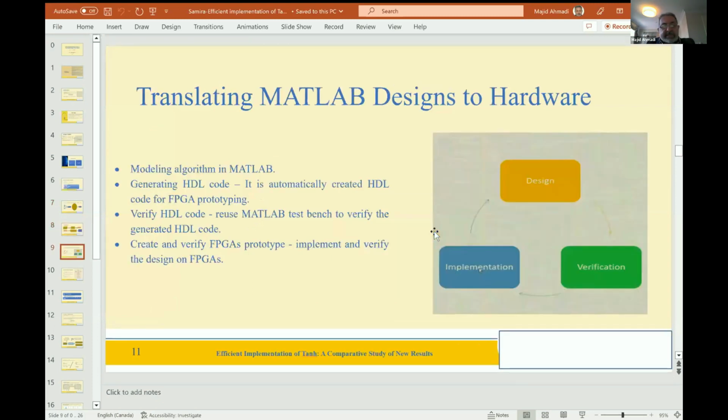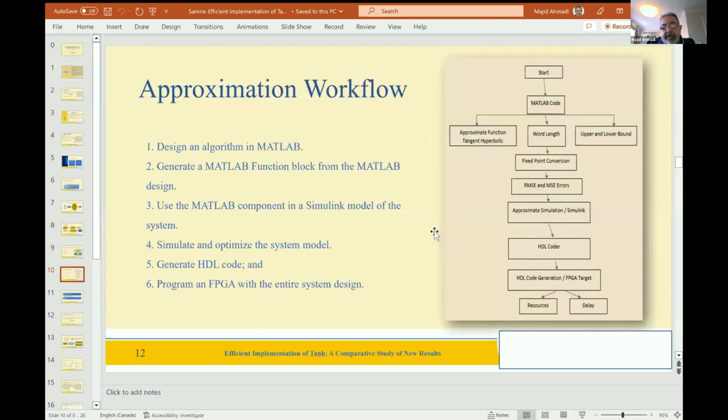Now, in order to translate the MATLAB design to hardware, first of all, we model the algorithm in MATLAB and generate HDL code, which is automatically created for FPGA prototyping. We verify the HDL code, reusing the MATLAB test bench to verify the generated HDL code. We then create and verify the FPGA prototype, implementing and verifying the design on FPGA. Here is exactly what we've explained.